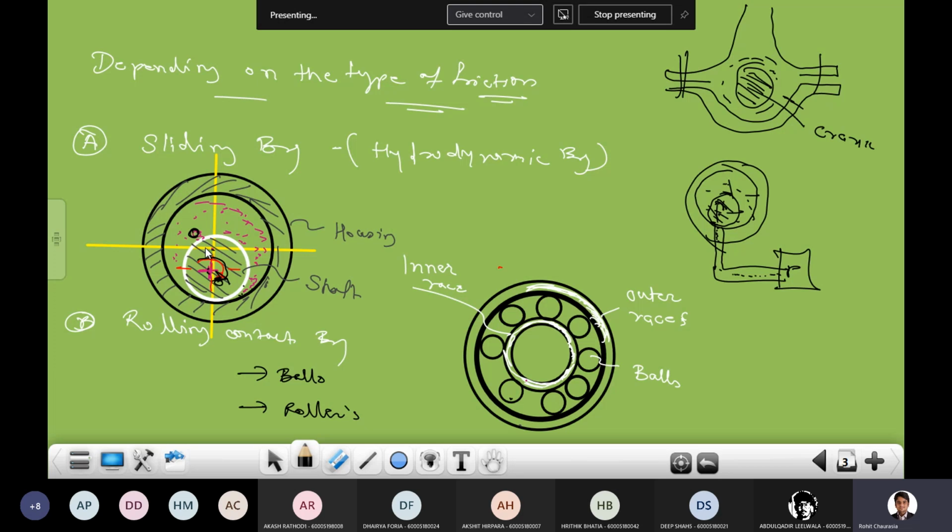If you are talking about the sliding contact bearing, in a sliding contact bearing every time you are going to check the contact of metal to metal. If there is a metal to metal contact, then our system is going to fail, because when we have a metal to metal contact, definitely friction will be high and the wear will be high. So when we are going to design the hydrodynamic bearing, we always check the film thickness here.